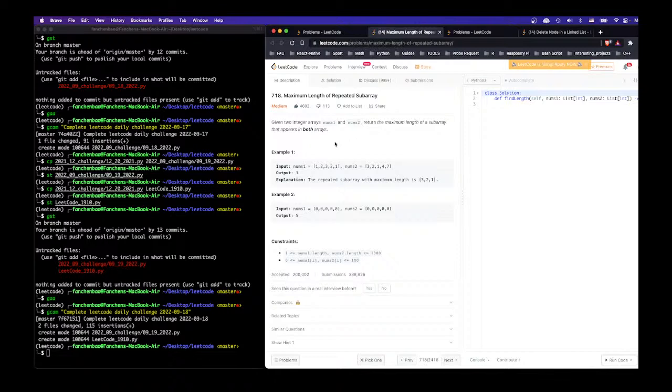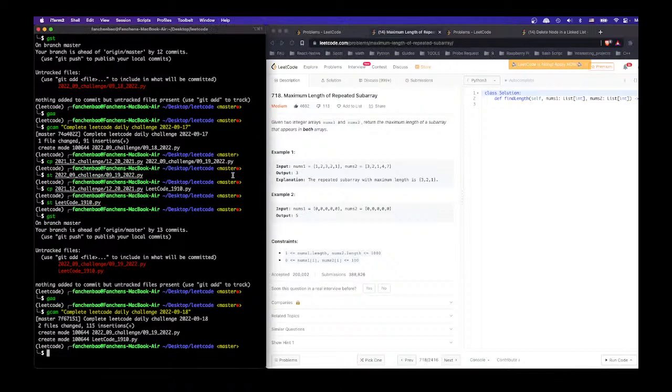Isn't that just the maximum subarray? 3, 2, 1. This is a classic longest common subarray, LCS. What do you mean by repeated? A subarray that appears in both arrays. It's just LCS. I think this is just LCS. I think I still know how to do LCS.